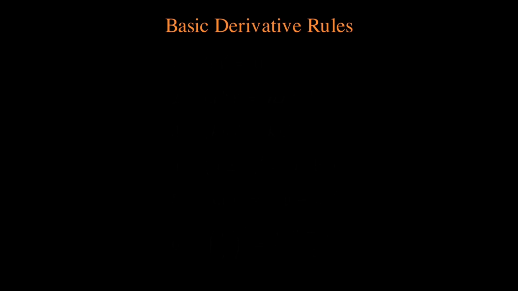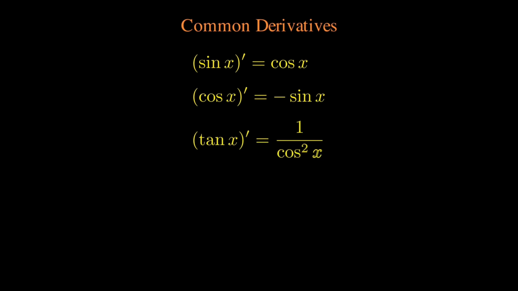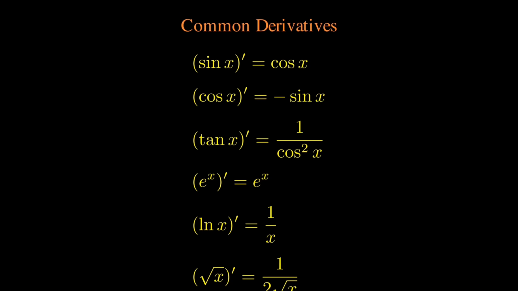Here are some super common ones you'll see everywhere. Y equals sine x, derivative is cos x. Y equals cos x, derivative is minus sine x. Y equals tan x, derivative is 1 over cos squared x. Y equals e to the x, derivative is e to the x. Y equals ln x, derivative is 1 over x. Y equals square root of x, derivative is 1 over 2 times square root of x.